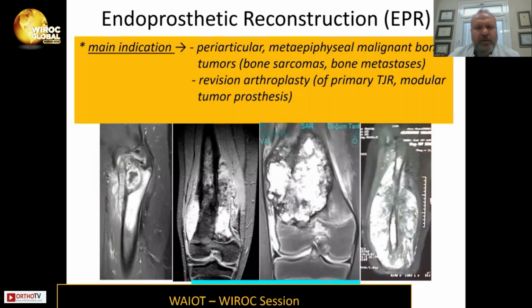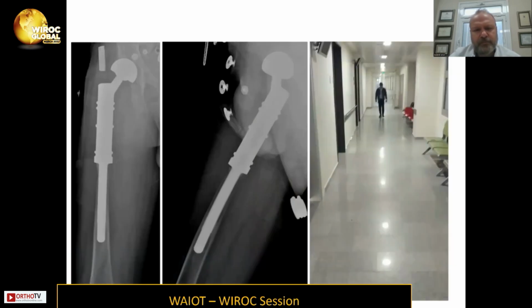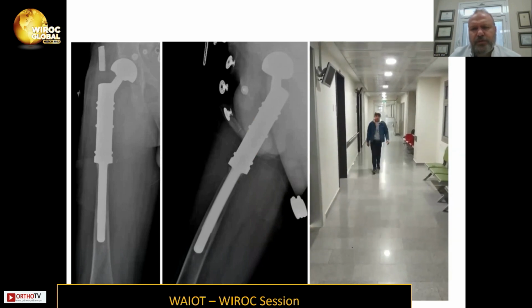circumstances. The main indication for endoprosthetic reconstruction is periarticular metaepiphyseal malignant bone tumors, and rarely revision arthroplasty. This is a proximal femoral Ewing sarcoma managed by endoprosthetic reconstruction following wide resection. Abductor mechanism restoration is crucial in this location. And this is the 5-year follow-up of the patient.